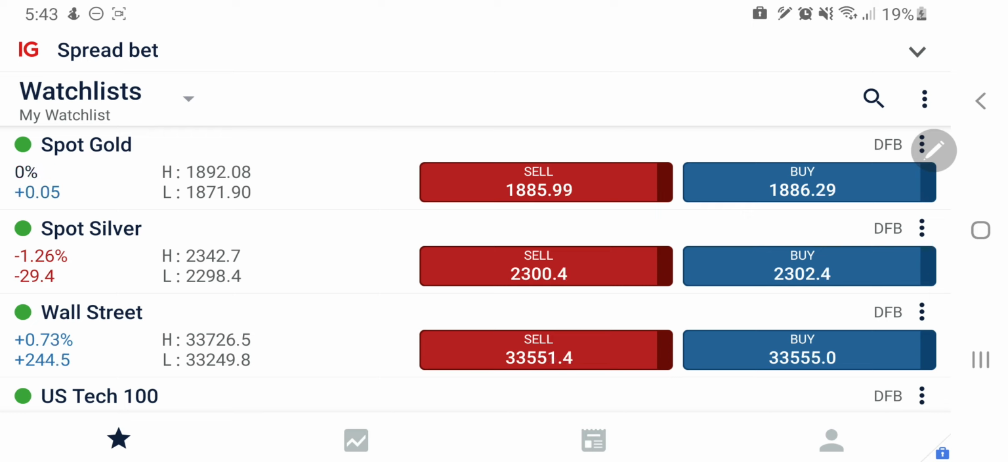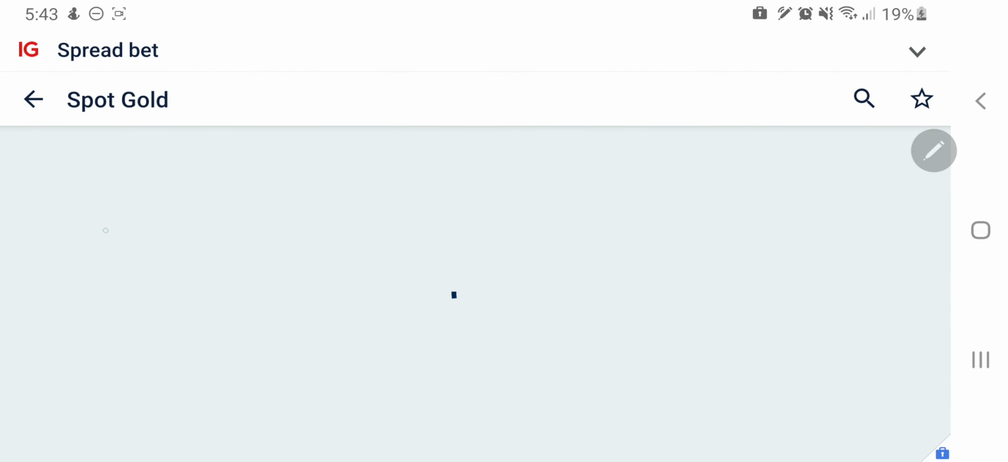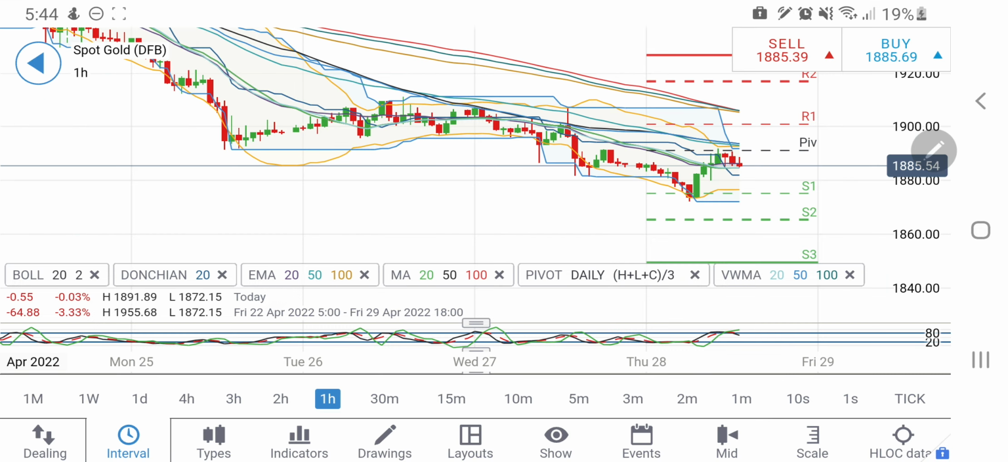So let's start with gold first. Gold right now is trading at 1885 levels. Now this is the hourly chart for gold. You can clearly see this was the down move, achieved 1870 level, retracement, and now after the retracement it is trying to come back again.